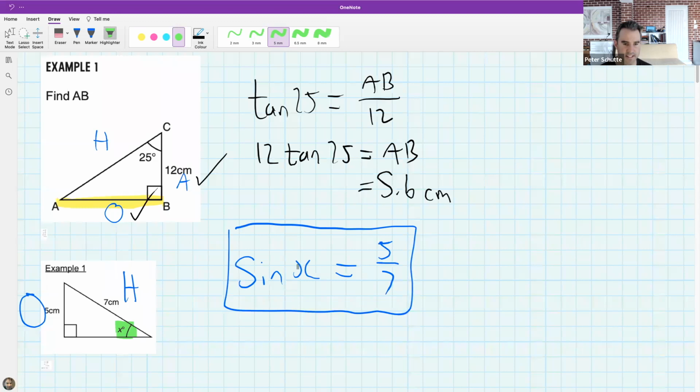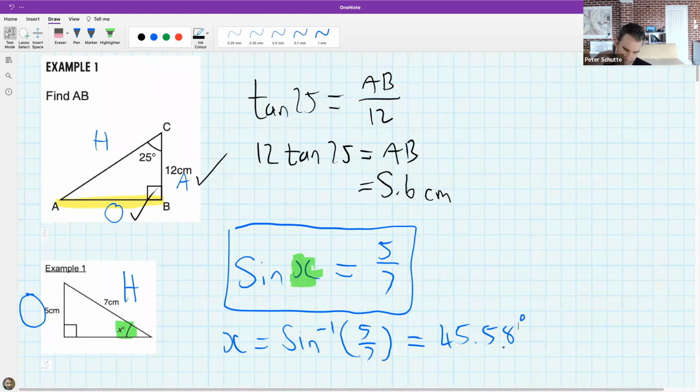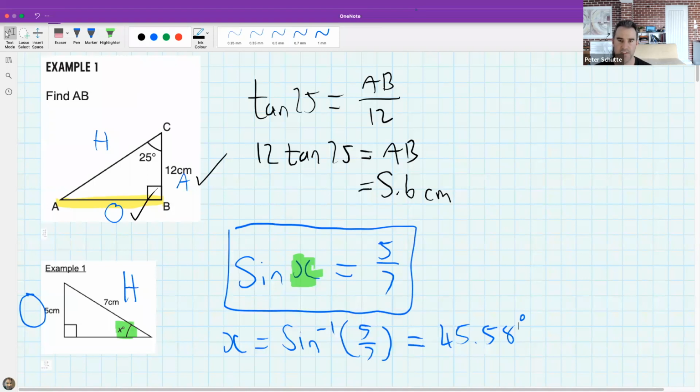And if we want to get X, we have to use inverse sine or arcsine to undo the sine that's here already. And so then we get X is equal to inverse sine of 5/7. And we should get for that 45.58, or if you're rounding off to one decimal place, 45.6. So this is a fundamental skill that you'll always need. And from what I can see in the chat, those skills seem to be mastered. Let's do a quick little vote. Thumbs up if you feel confident with these two things. Thumbs down if you feel somewhat unsure. Okay. Awesome.